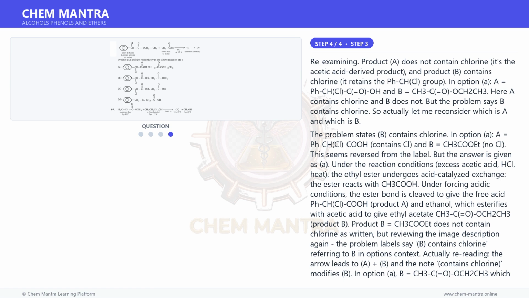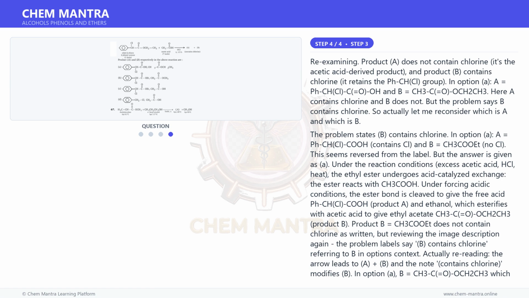Actually, rereading, the arrow leads to A plus B, and the note contains chlorine modifies B. In option A, B is equal to CH3C(=O)OCH2CH3, which has no chlorine, and A is equal to PhCHCl-COOH, which has chlorine. This is a mislabeling, or the contains chlorine note refers to A, not B, or the labeling in the answer key assigns the chlorine compound as A, given the answer is A.